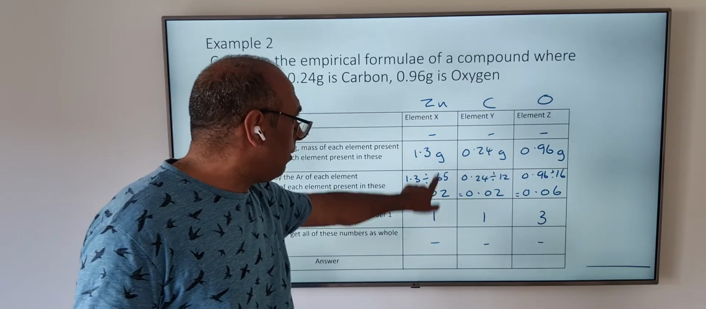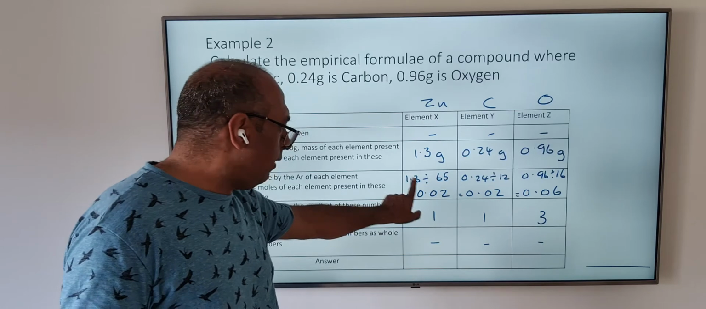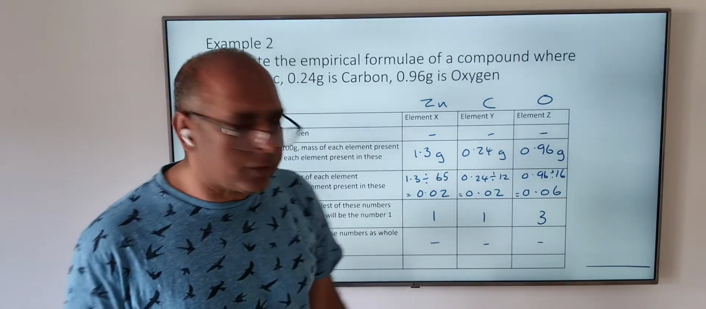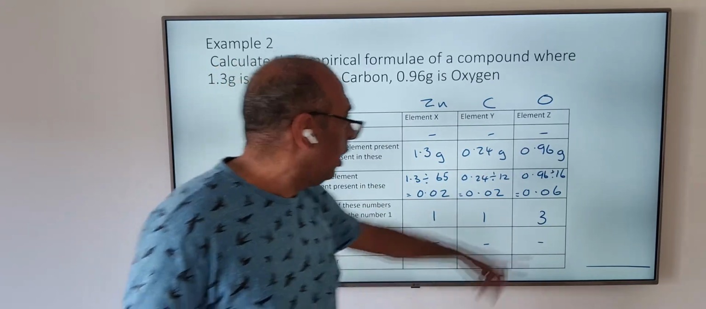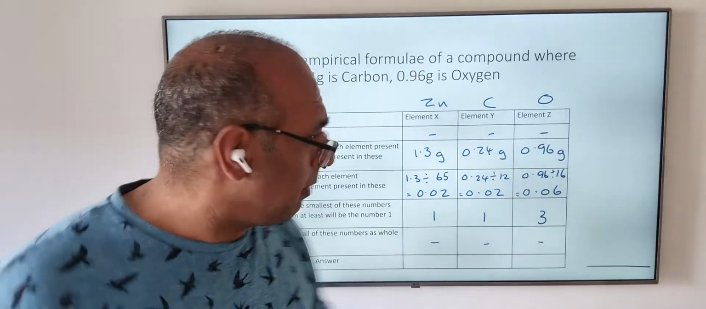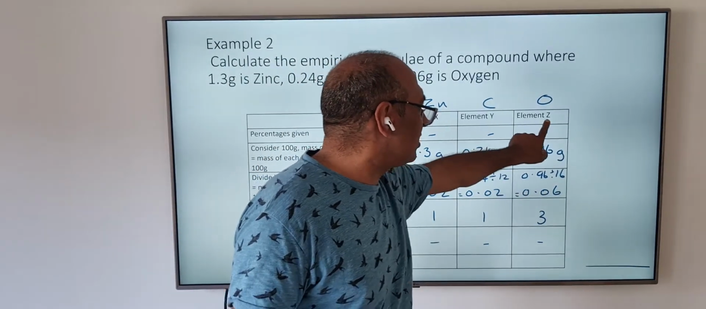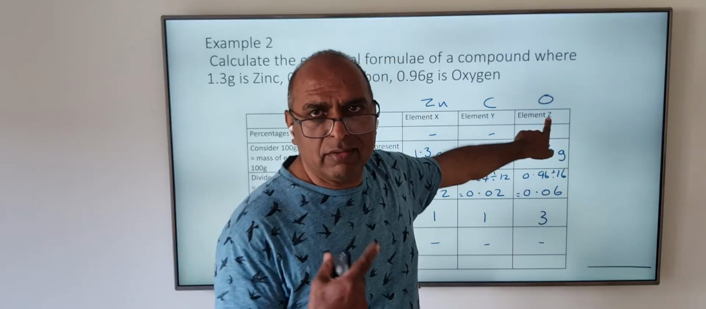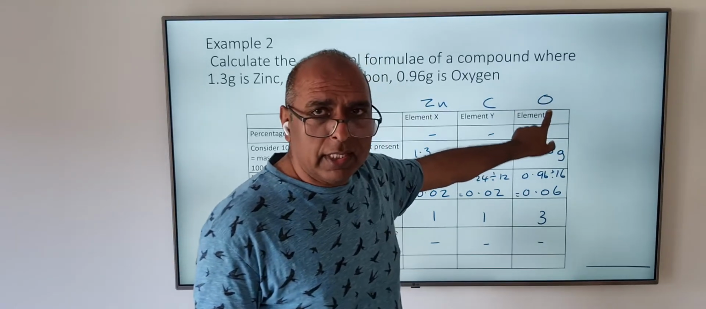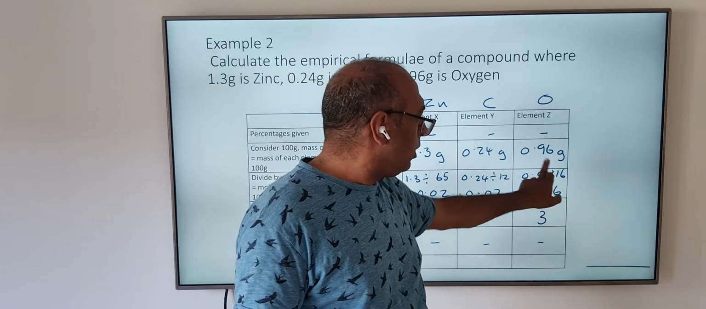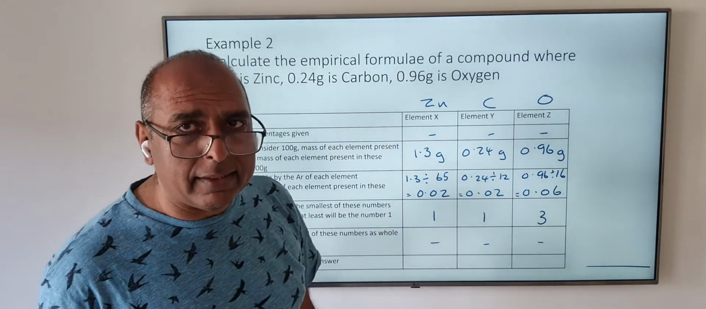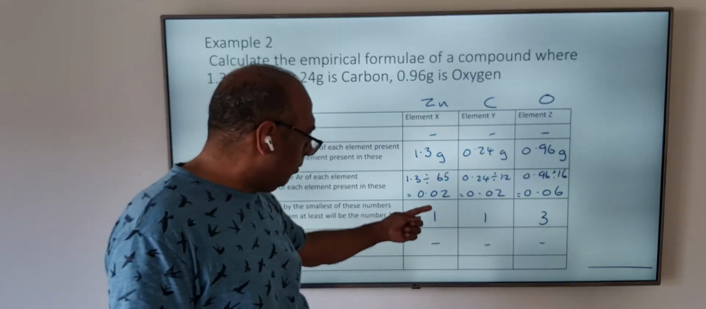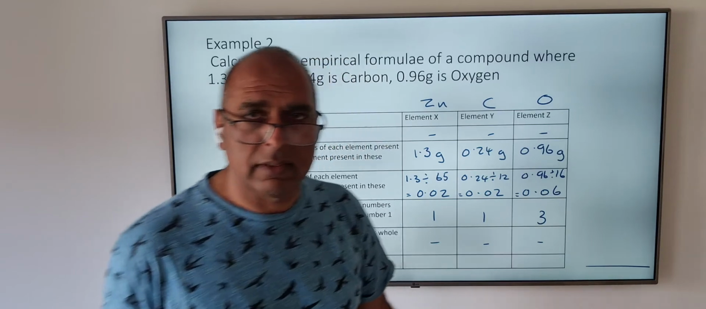The relative atomic mass of zinc is 65. So you divide 1.3 by 65. Carbon, the relative atomic mass is 12, so divide that by 12. Oxygen, the third element, I looked at the Z there. The oxygen is 0.96 grams. You divide by 16. And when you do the calculation on your calculator, you get 0.02, 0.02, 0.06.